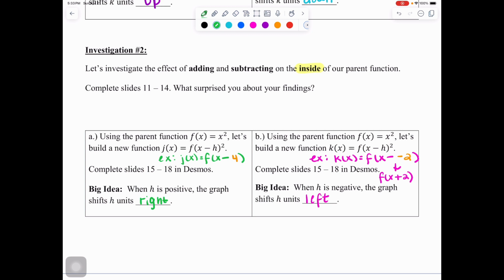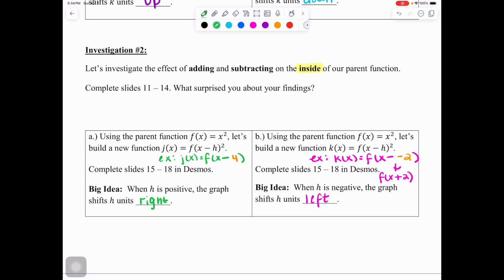Overall, if it happens on the outside, it goes with exactly what your gut should be telling you. Positive is up, negative is down. When this adding or subtracting happens on the inside of the parentheses, it's the opposite of what your gut would tell you. Normally when I see a negative, I think left, so it's actually going to move to the right. And vice versa. When I see a positive on the inside, I'm actually moving to the left.